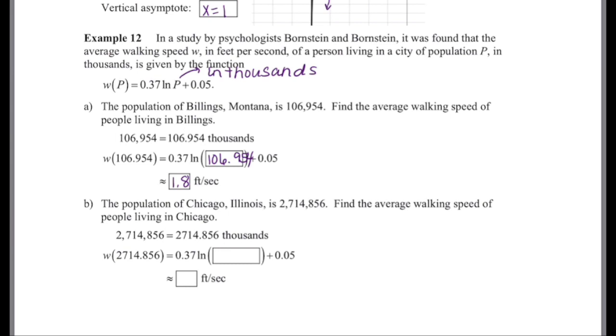Similarly, the population in Chicago is 2,714,856. So notice we're putting that decimal right at that thousands mark. When I substitute this value in, since the population is larger, perhaps we can assume then that our rate will be faster at 3 feet per second.